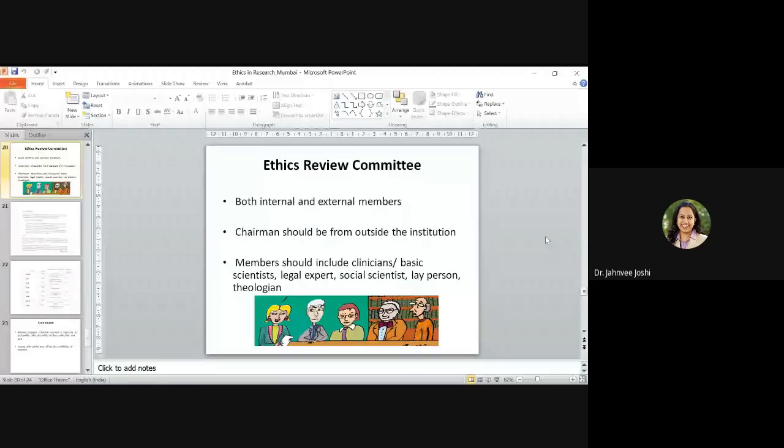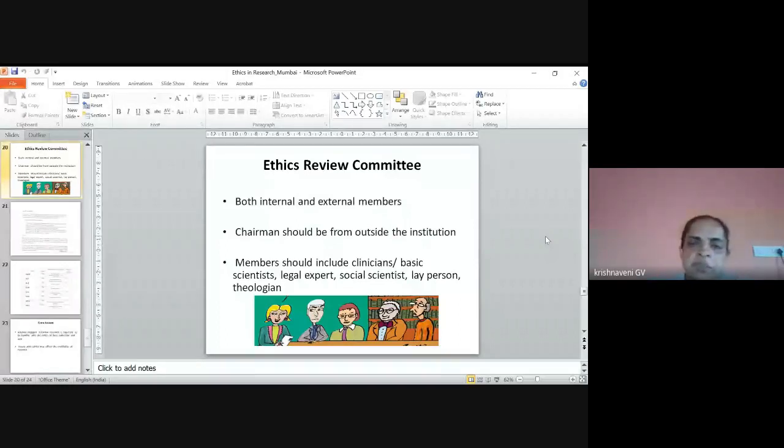Yes, it's very clear. Okay, so as I said, they should have both internal and external members, and the chairman should be from outside the institution. They shouldn't in any way be coerced or induced by the institution to approve the study. So that's why the head of the ethics review committee should always be from outside the institute where the research is being conducted. And the members should have a mixture of both scientists and non-scientists. Scientists may be clinicians or basic scientists. If it is a medical research, then there should be a clinician.